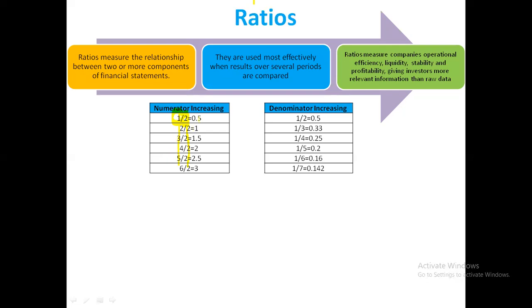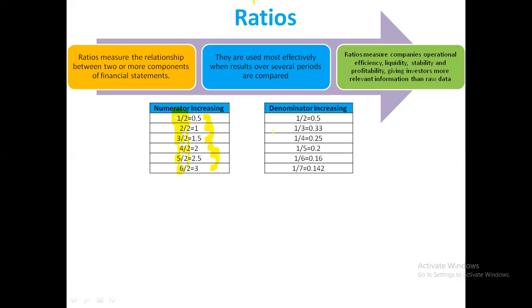When A is performing, the ratio is always increasing, from 0.5 to 1, 1.5 to 2, 2.5 to 3. Meaning A was 1, then increased to 2, then 3, then 4, 5, 6. That means A is continuously performing, 1, 2, 3, 4, 5, 6 every quarter. That is the reason the ratio is increasing.